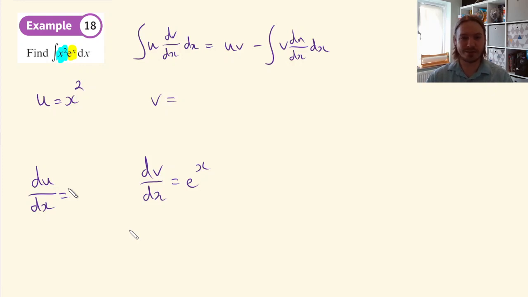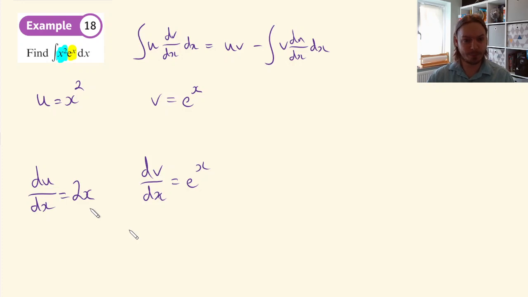So this seems like a sensible starting point. We may need to swap them like we did with the ln x. Let's just see where we get to. So if dv by dx equals e to the x, well, one of the nice things about e to the x is that it doesn't change when we integrate or differentiate. So v is also e to the x. And if u is x squared, then du by dx is going to be 2x.